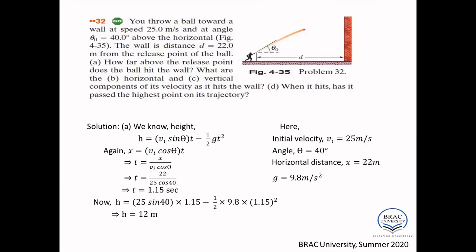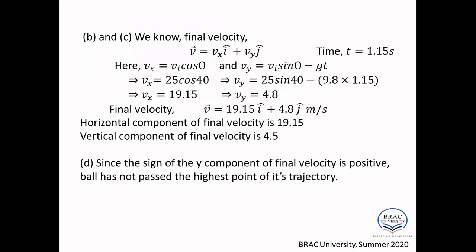Okay, then now h is equal to 25 sine 40 into 1.15 minus half into 9.8 into 1.15 square. Just put the values in this first equation. Okay, so here h equal to 12 meter. So the height is 12 meter. Now question number B and C. So we know this final velocity v is equal to vx i plus vy j. So at time equal to 1.15 second.